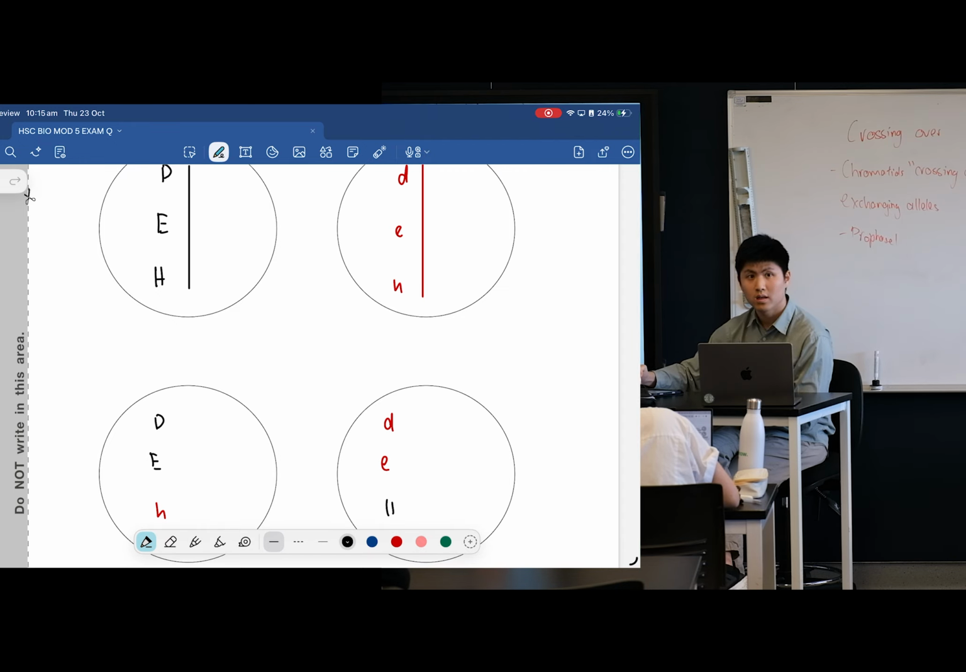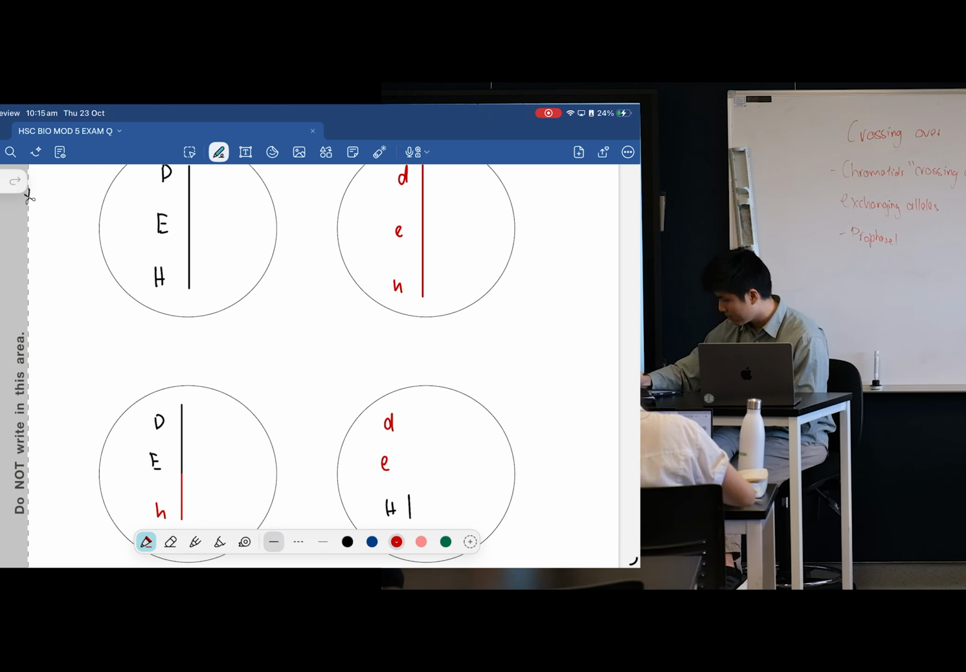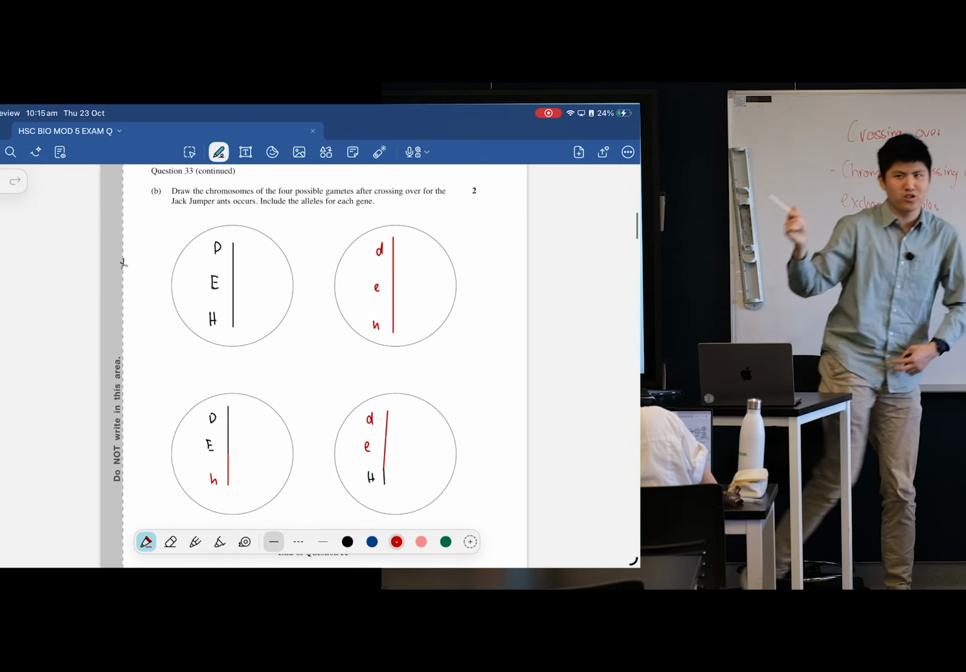Yes? Yeah, it can just be a line. Do we have to say like the D? Yes, you should, because you're specifying the alleles that are present. Oh, crap. Okay. All right. Our 4 gametes should look a bit like this.